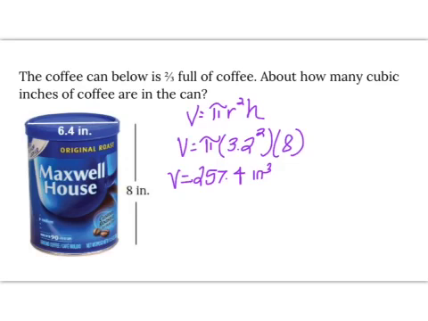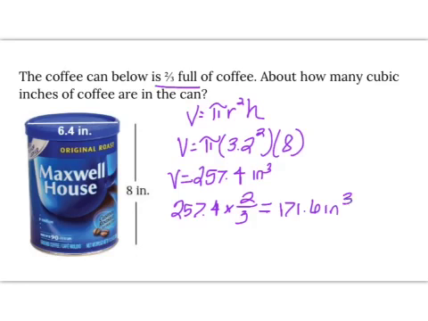However, the can is not completely full. It's only 2/3 full. So I'm going to need to multiply my total amount, 257.4, by 2/3. We have 2/3 of my total, which is 257.4. And I'm going to get 171.6 inches cubed is how much we actually get.